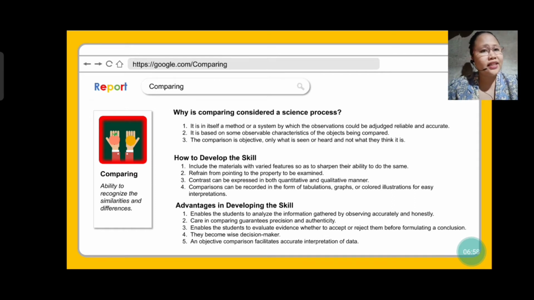Since comparing is to be considered as a science process, the comparison should be objective and not subjective. This objective comparison is observable. So it facilitates the accurate interpretation of data since we can observe those accurate details and characteristics. So that were some of the advantages in developing the skill of comparing.